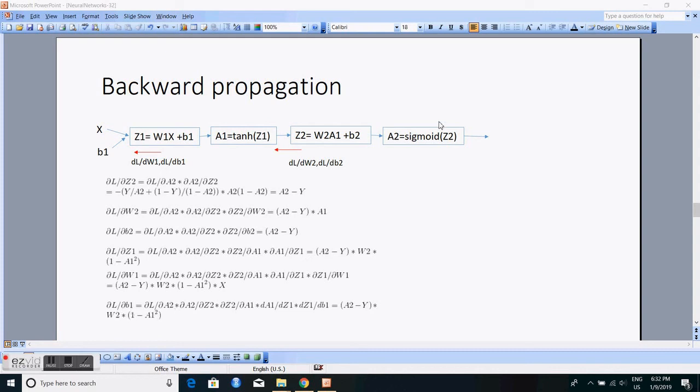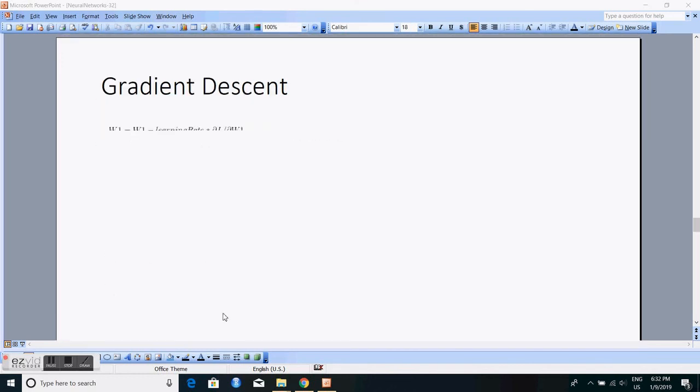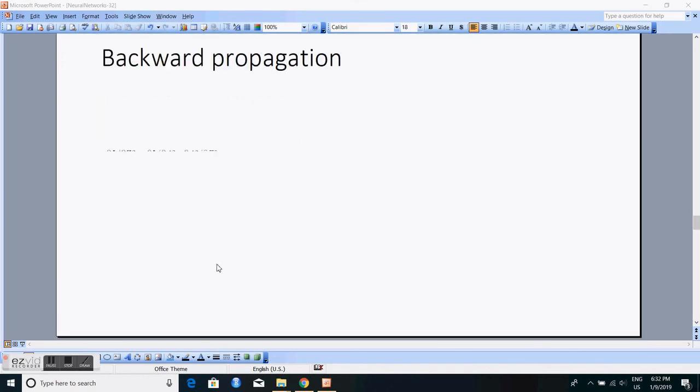And lastly, if you take ∂L/∂B1, it is ∂L/∂A2, we start from here, ∂A2 into ∂Z2, ∂Z2 into ∂A1, ∂A1 ∂Z1, ∂Z1 divided by ∂B1. So ∂L/∂Z2 we know is A2 minus Y, ∂Z2/∂A1 is W2, and ∂Z1/∂B1 is equal to 1 minus A1 square. Okay, so these are the basic things.